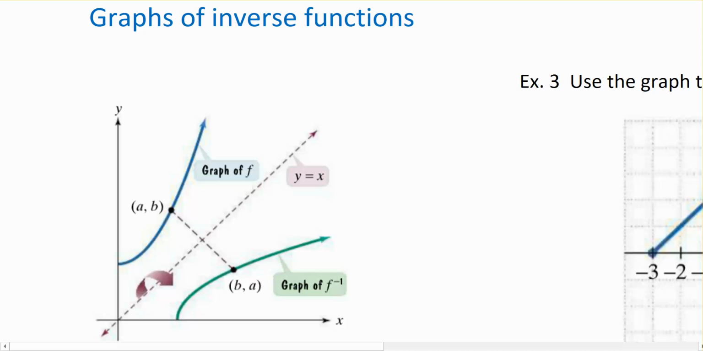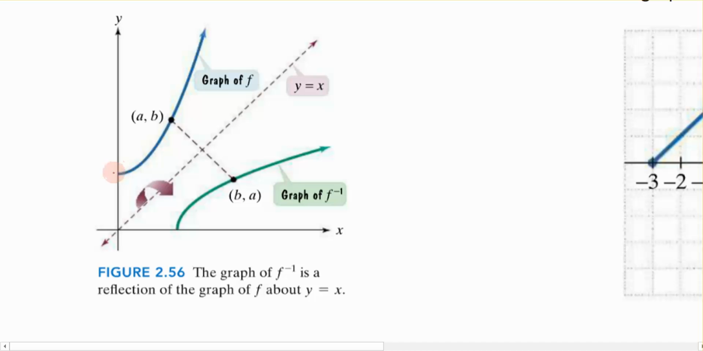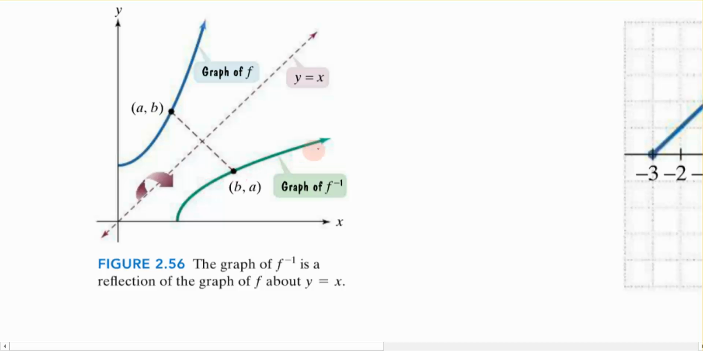Now let's go back and talk about the graphs of our inverse functions. They're kind of specific. Here I have in blue the graph of the function f, and in green you can see I have the graph of the inverse function f inverse. Now the characteristic of a function with its inverse when you graph it is that they are reflected across this imaginary y = x line. So this function f is reflected across that line to give me the inverse function down here.